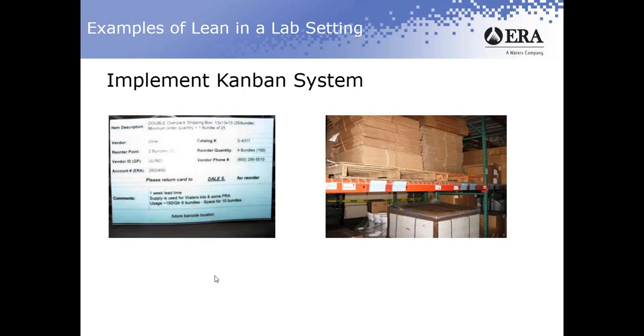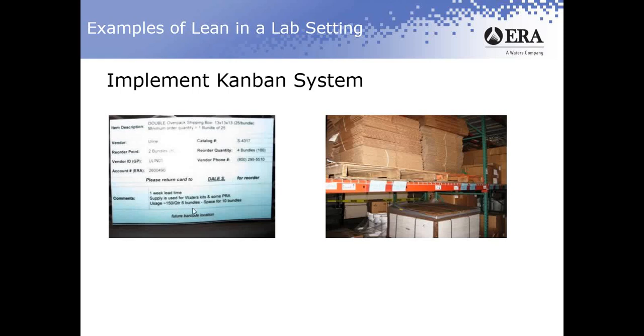So again, the Kanban card is kind of hard to see, but it's basically saying who the vendor is. It's telling you what the item description is. It's telling you the ID for the vendor. It's telling you the reorder quantity. And it's the catalog number, and it's also giving you comments of what the lead time is.